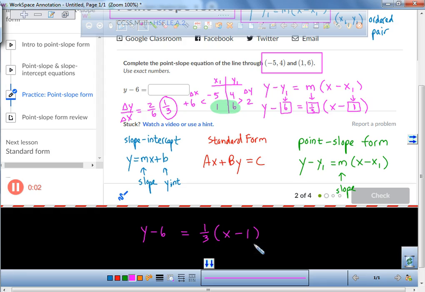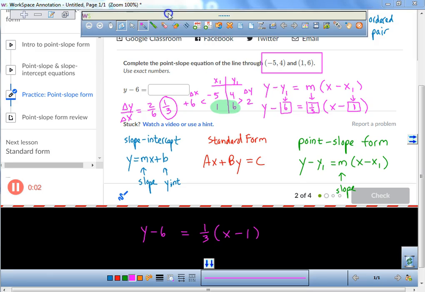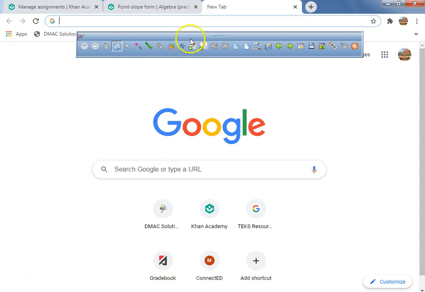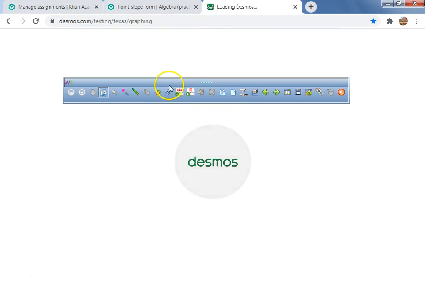Now, let's say you're like, I am not comfortable with the by hand method. Like this is going to be so hard for me. So can you guys please go to Desmos and just follow along? All right, so let's go to Desmos real quick. I've got to go to my Desmos test mode.